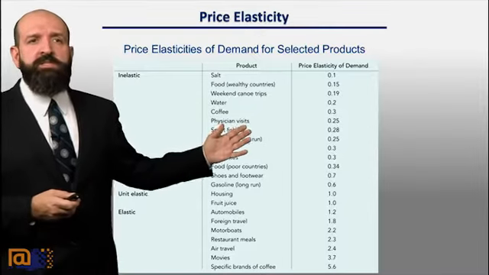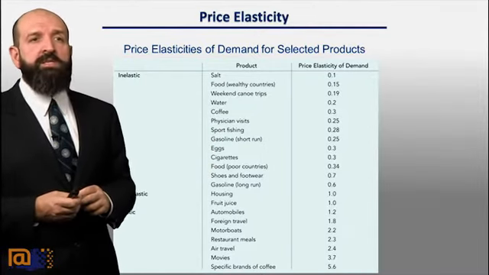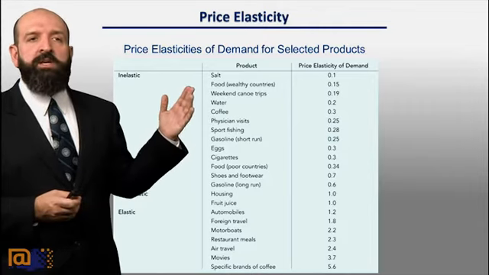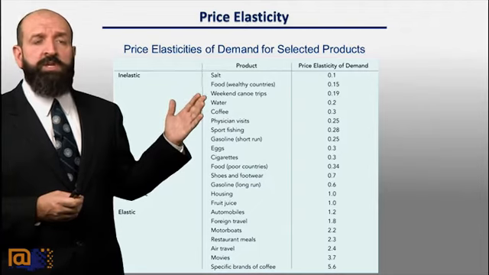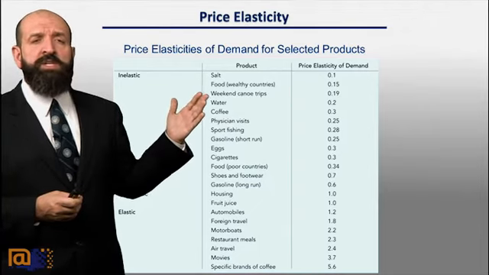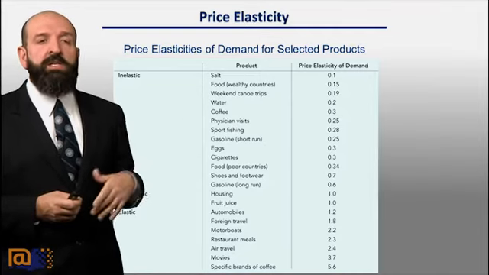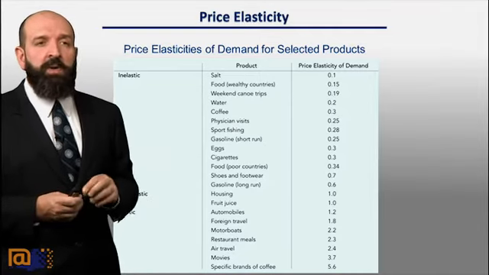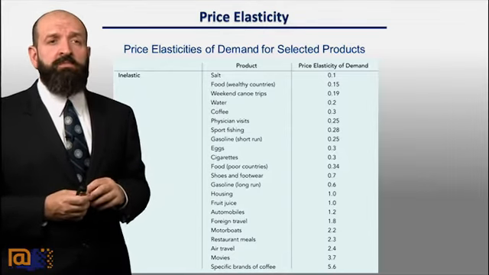Here are the price elasticities of demand that were estimated for certain products. At the top of the list are the products for which the price elasticity of demand is pretty low, meaning that the demand is pretty inelastic. At the top of this list is salt, meaning that if you raise the price of salt by a substantial amount, the quantity demanded is not going to drop off by much.